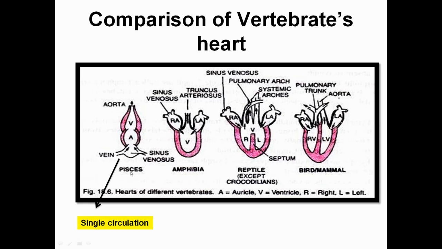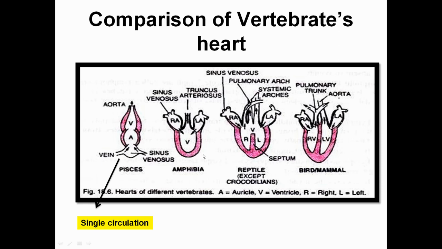Okay. First of all, we are going to discuss Pisces, that is the fish heart. The blood is coming into the auricle and then going out from the ventricle. You can see there is no demarcation of oxygenated and deoxygenated blood. So this type of circulation, where there is no clear-cut bifurcation of oxygenated and deoxygenated blood, is referred to as single circulation.